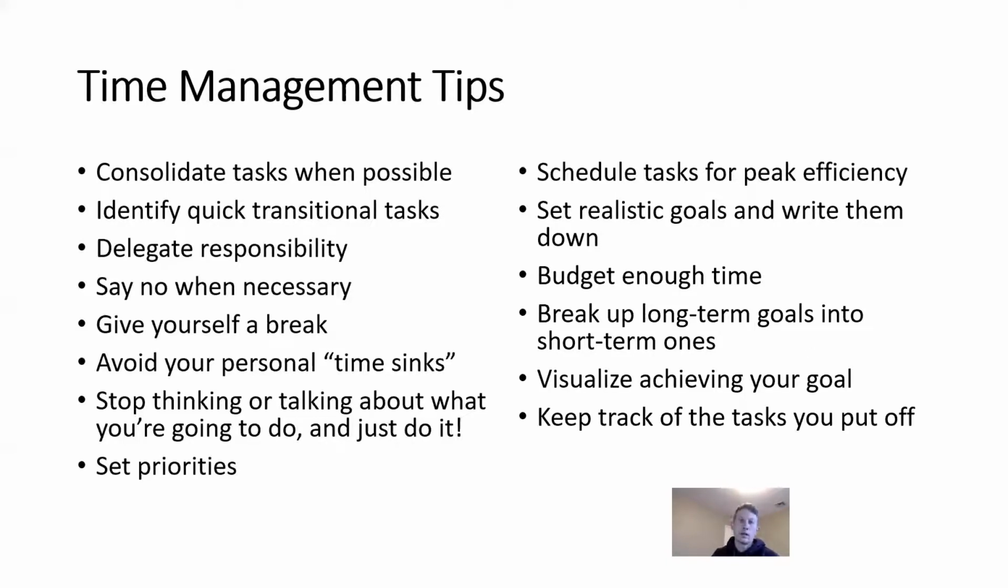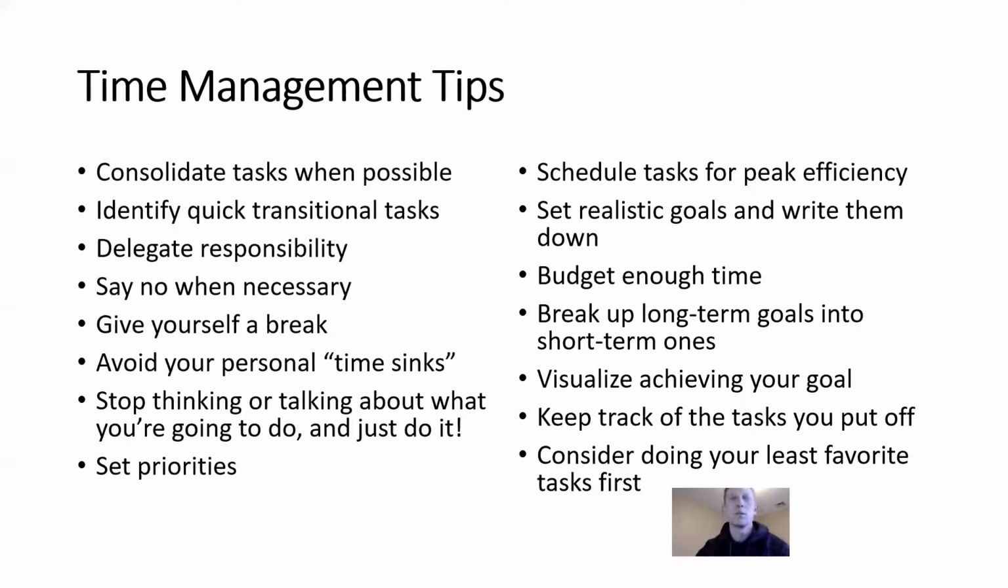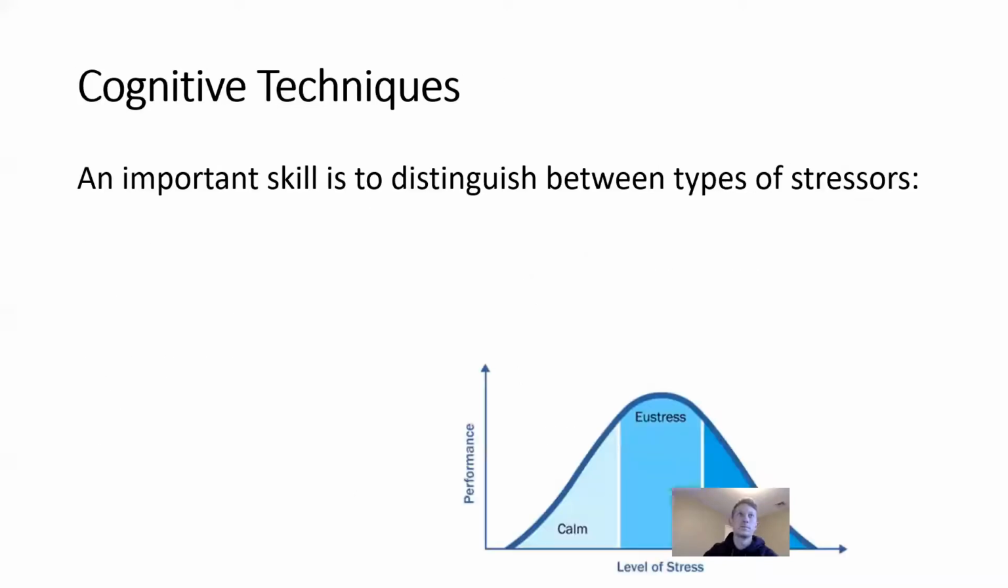And then keep track of the things that you put off. I know one for me is maybe grading or cleaning. Notice what you put off and maybe put those at the front of the list so they get done and there's no worry about them later. So do the least favorite task first, and then you'll be a little bit more inclined to do the things that you want to do.